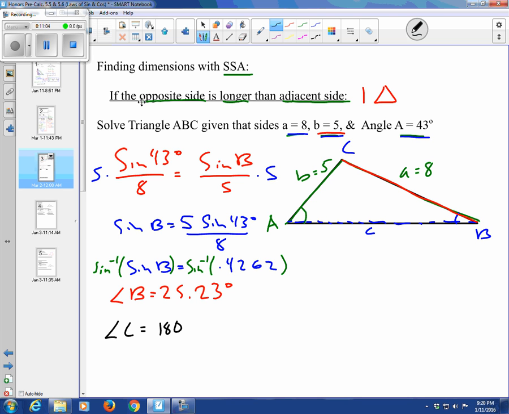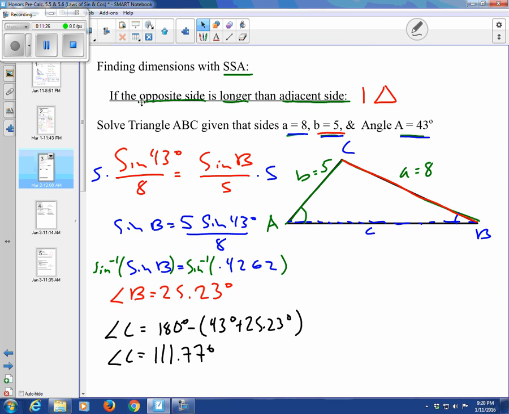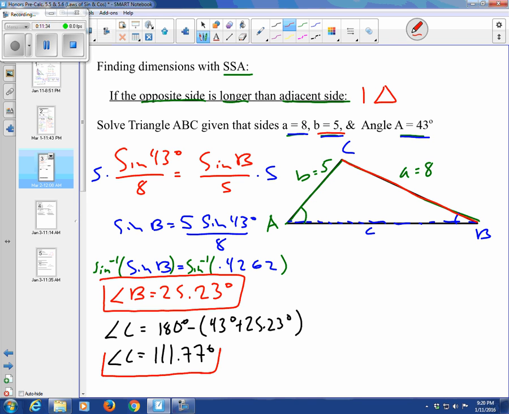So that means that angle C has got to be 180 degrees minus the sum of the other two angles. That's our 43 degrees, plus our 25.23 degrees. And that gives us our angle C as being 111.77 degrees. Now right here, we've got two of the three dimensions we're missing, the two angles.